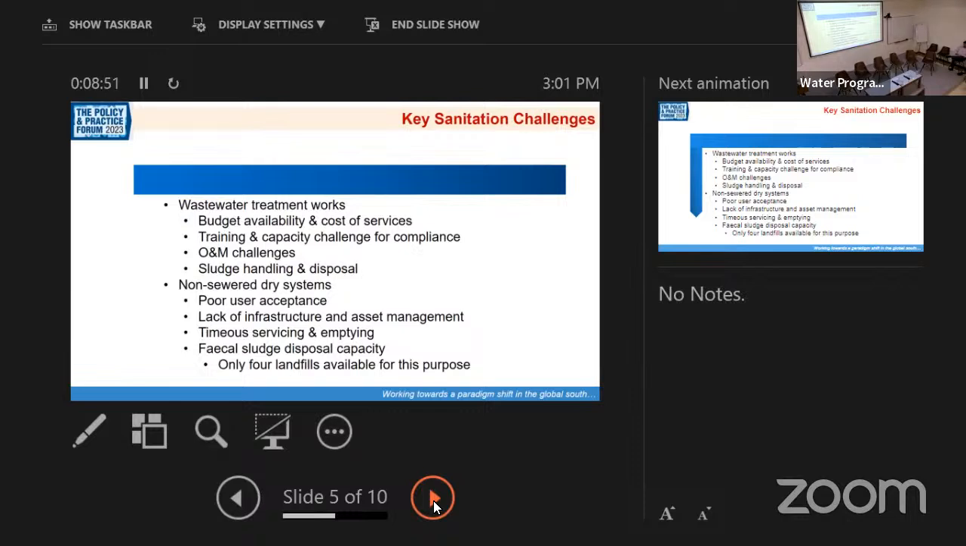And also we have got no fecal sludge disposal capacity. Only about 4% of landfill in the entire country is available for that purpose. But even then, the classification of the sludge, the monitoring, dewatering, drying of the sludge, that's something that is still a big challenge.